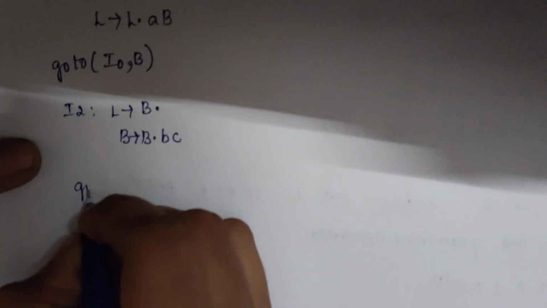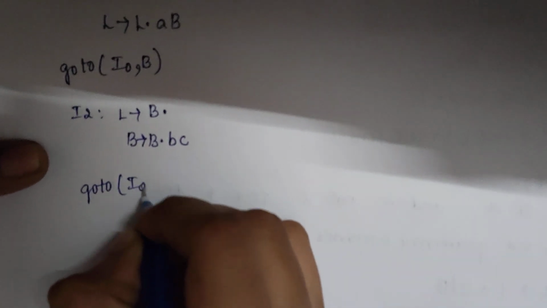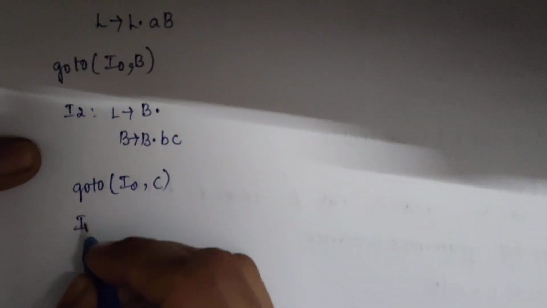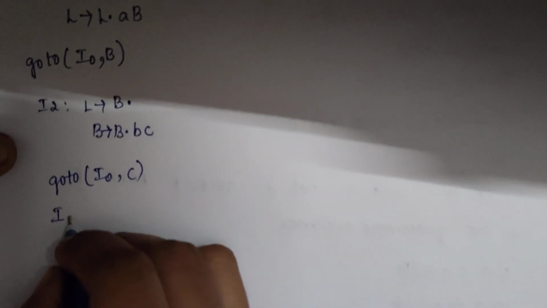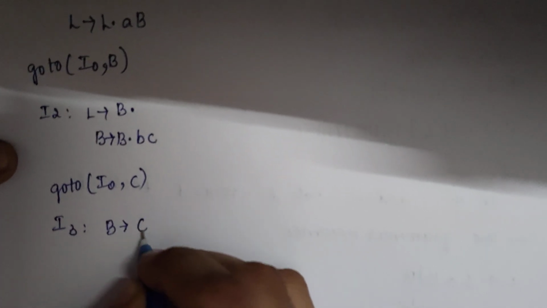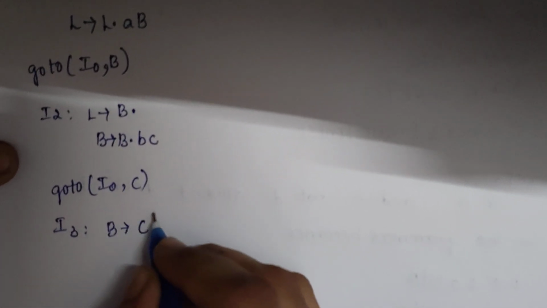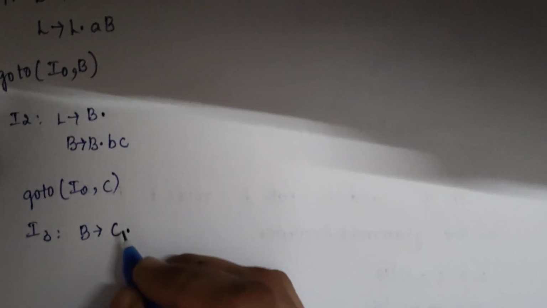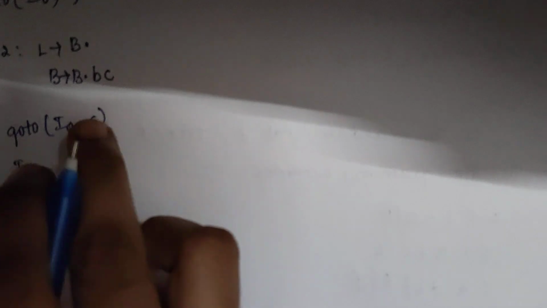So go to I naught comma capital C. So this will be I3. B produces, this dot was here, so it will be shifted here. Okay. Now we are done with C.